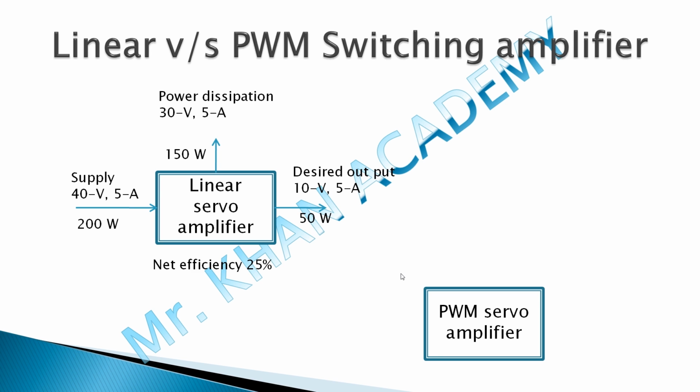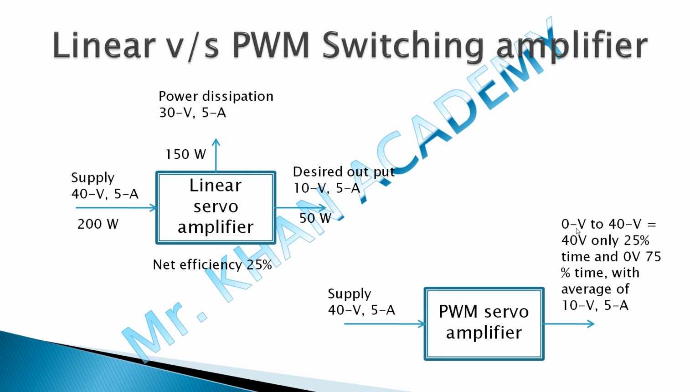Now, what exactly are we doing in a PWM servo amplifier? If the linear amplifier works in this manner, in which manner does a PWM servo amplifier work? Again we are keeping the power supply constant. Supply voltage is 40 volts and 5 ampere, again 200 watts power supply here also. And the desired output is again 10 volts and 5 ampere as current. But here I am varying between two extreme values, 0 volts and 40 volts. The 40 volts I use only 25% of the time, and 0 volts I keep 75% of the time.